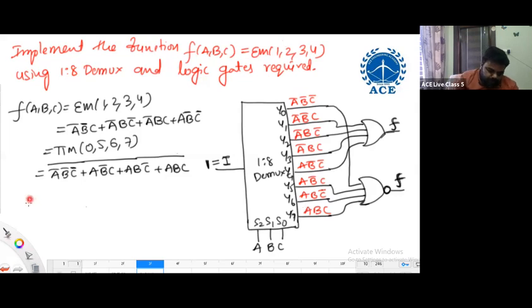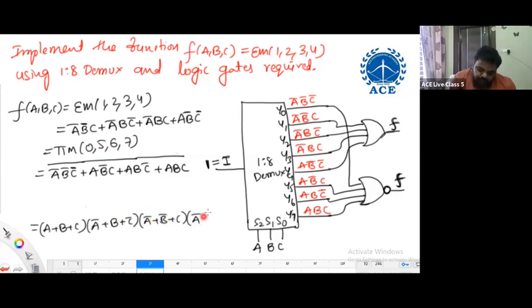If anyone is having any doubt, let me write that. Yes, pi m of 0, 5, 6, 7. People have to follow from basics. So pi m of 0, 0 means what? A plus b plus c. And with 5 is nothing but a bar plus b plus c bar. Next, 6 is nothing but a bar plus b bar plus c. And with 7 is nothing but a bar plus b bar plus c bar.